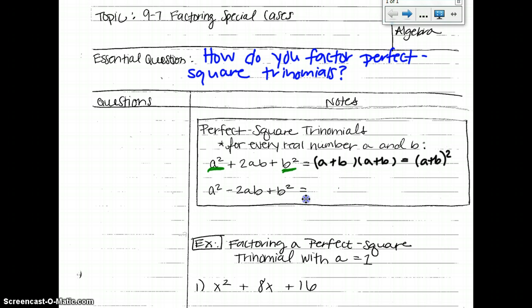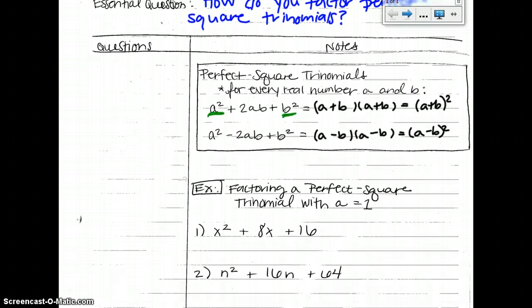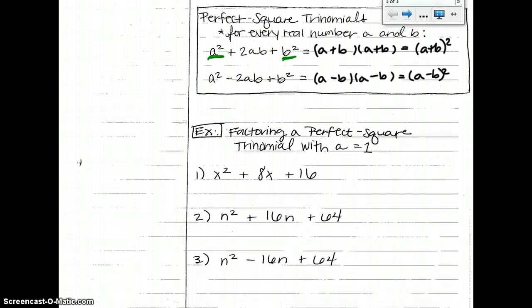We can do the same thing with subtraction. When we factor a squared minus 2ab plus b squared, we have the quantity a minus b times the quantity a minus b, which is the same as a minus b squared. We're going to use this formula down below, factoring a perfect square trinomial with a equals 1. Notice that there's an imaginary 1 in front of our x squared.